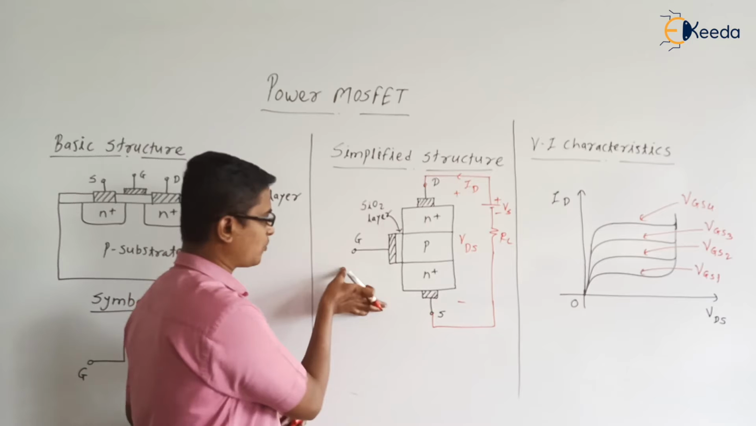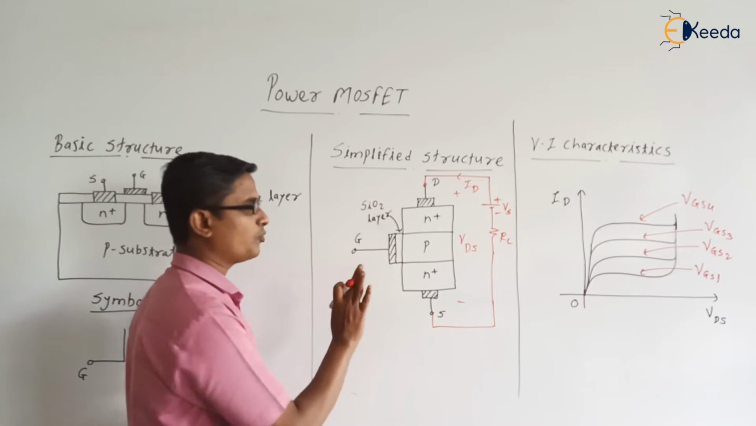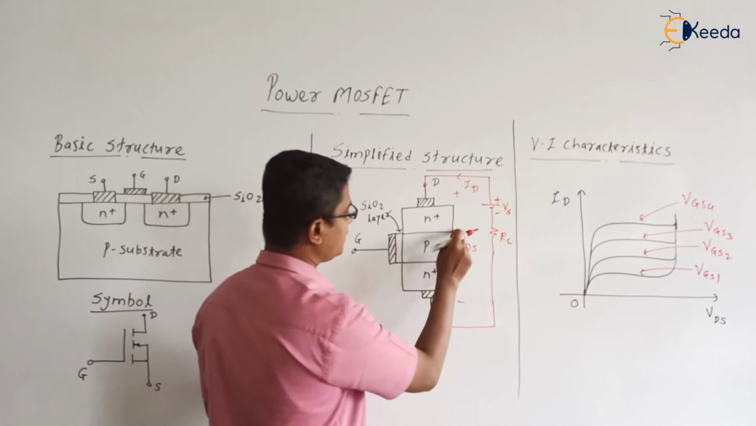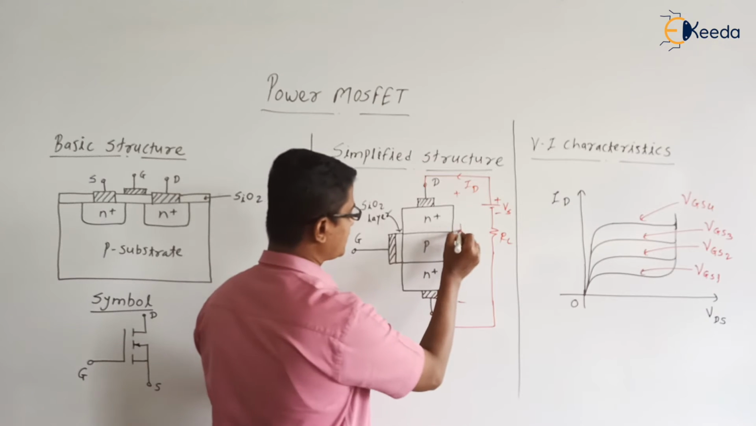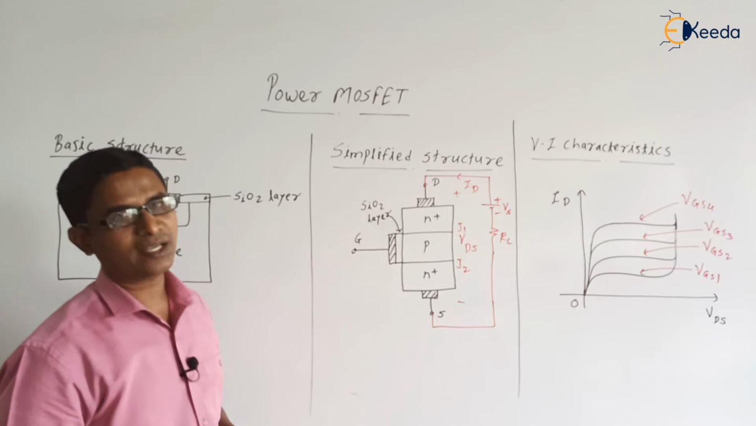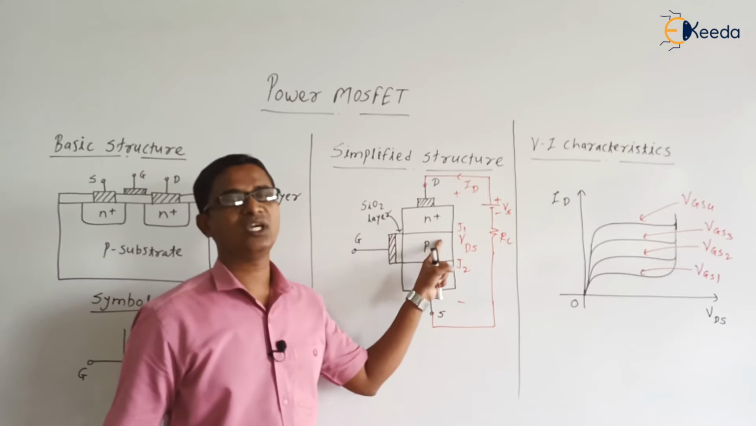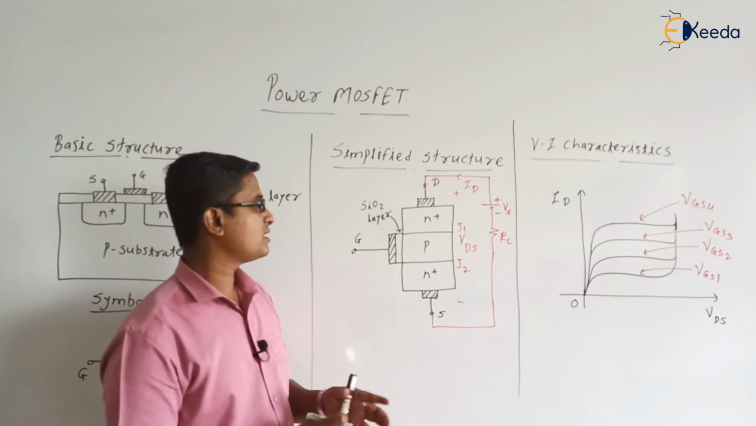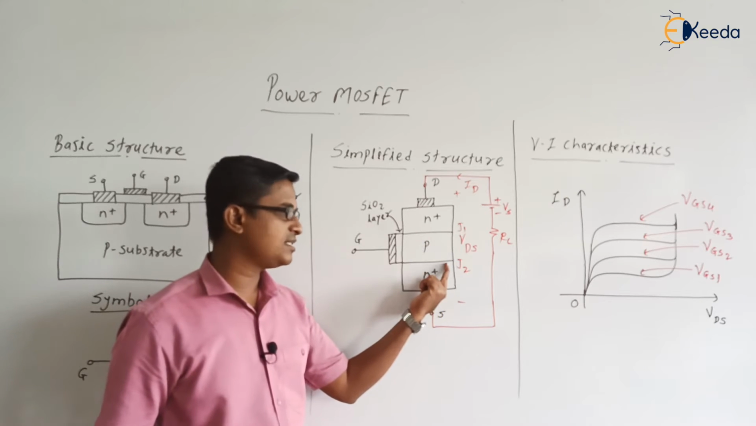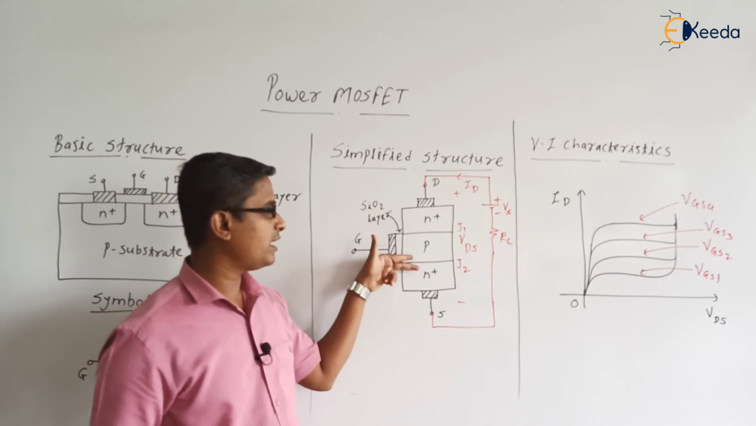Next, between gate and source we are going to connect the controlling circuitry. Now suppose initially this controlling circuitry is open. If you check the structure, the n plus and p form one junction, consider it as junction J1. The p and n plus form the second junction, consider it as junction J2. As we know, when n plus and p are connected, they form a pn junction, so there will be formation of a depletion layer. So we have a depletion layer across junction J1 and across junction J2.